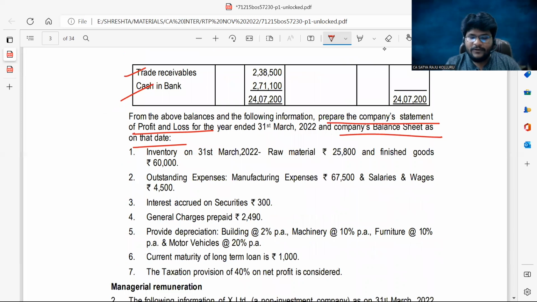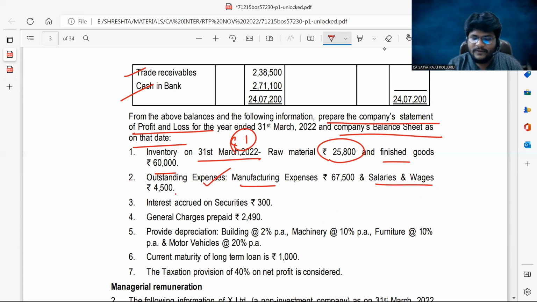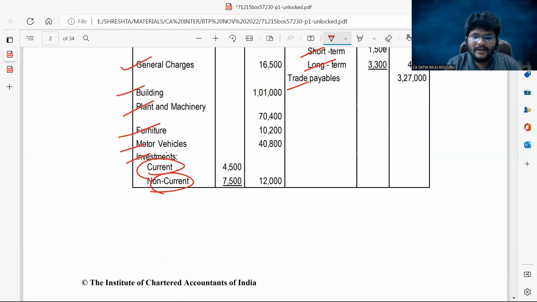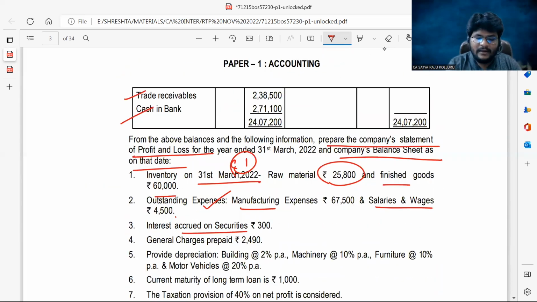What is the further information? Closing stock of raw material and finished goods both are given, which is as a closing stock. Related to manufacturing and salaries and wages, outstanding expenses are there. Interest accrued on securities are available. Investments is there, na? Under investments, interest accrued, which is an asset.